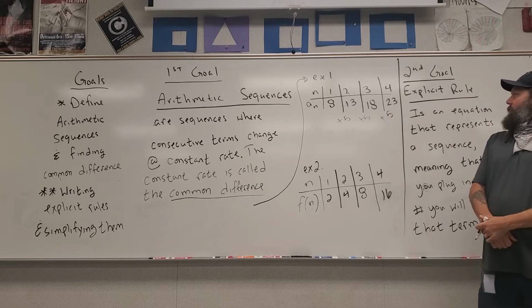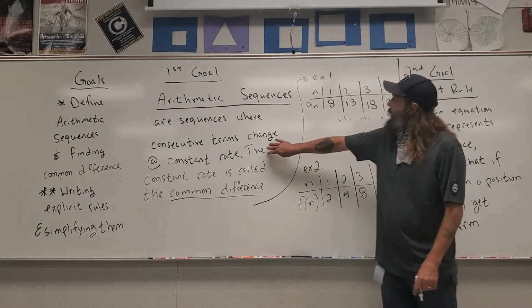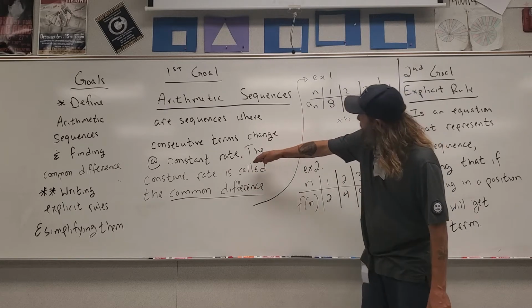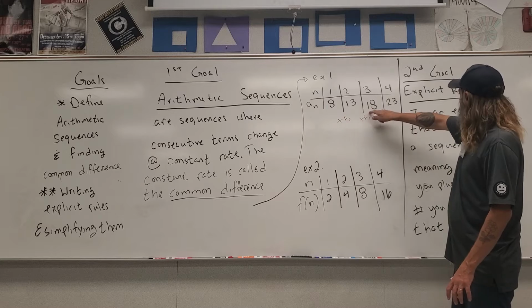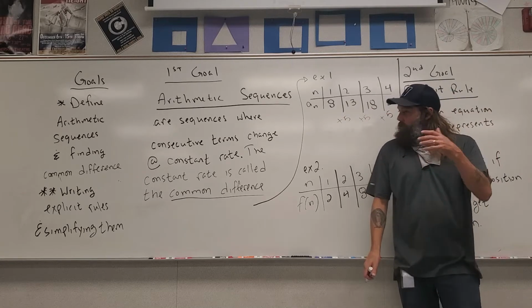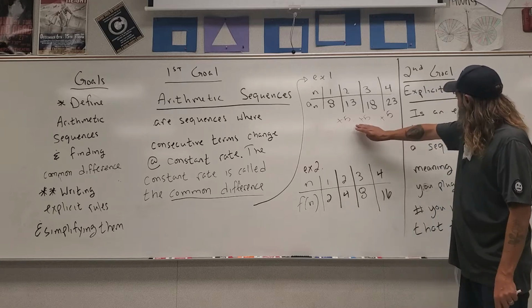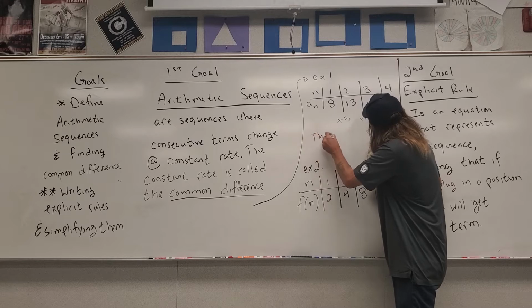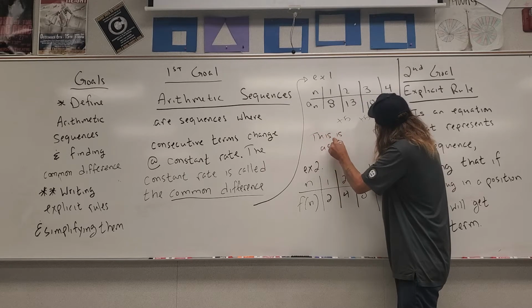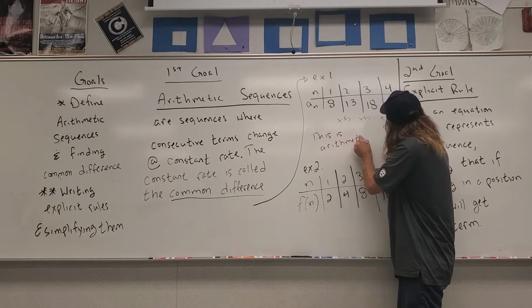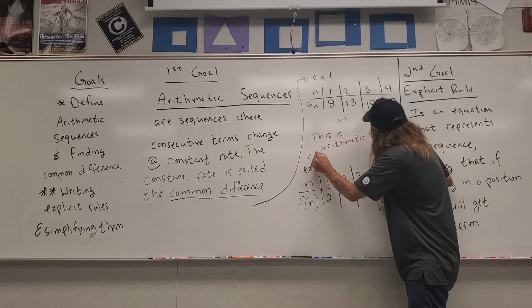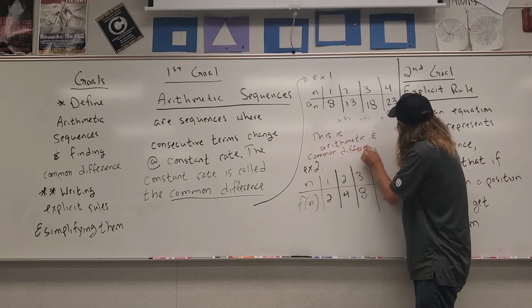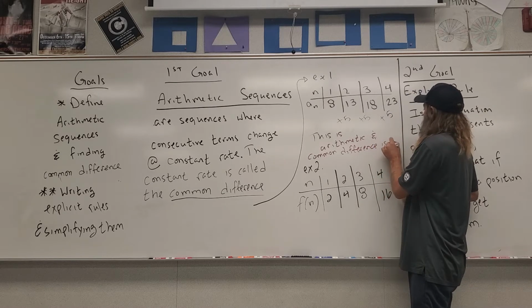So we will call this an arithmetic sequence because the consecutive terms change at a constant rate. So consecutive means one after the other, right? 19, 20, 21, those are consecutive numbers. So these are changing at a constant rate. They're changing at an increase of 5. So this is arithmetic. And the common difference, that's going to be 5, plus 5.